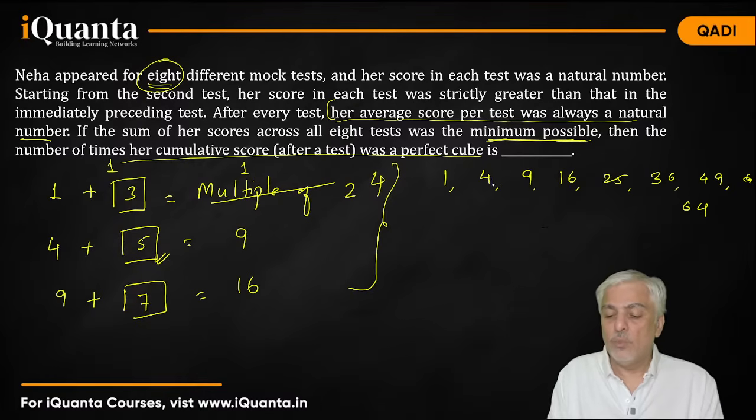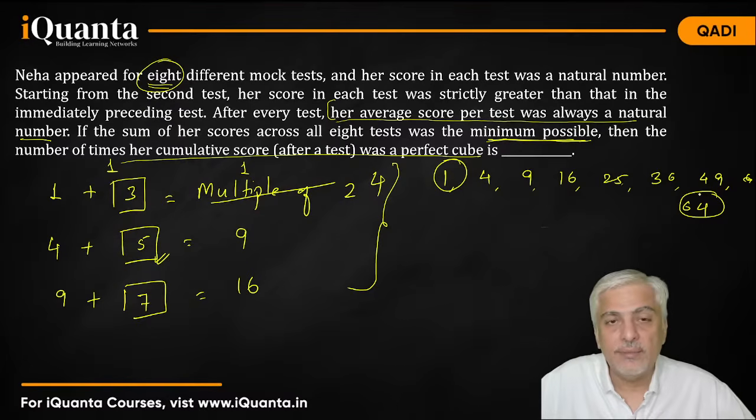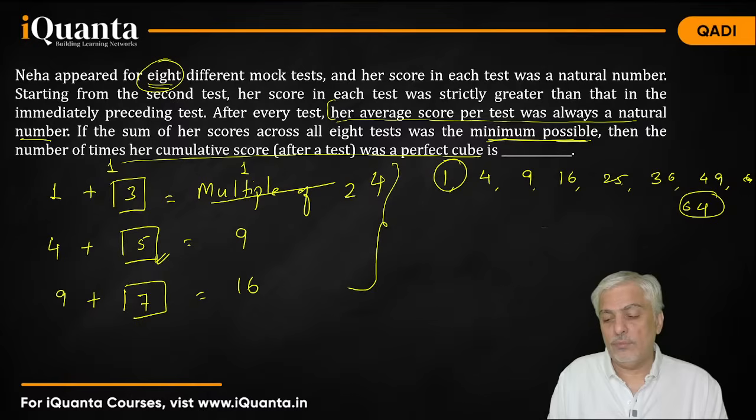1, 2, 3, 4, 5, 6, 7, 8. Out of this, how many of them are perfect cubes? So which are the perfect cubes? 1 is a perfect cube and 64 is a perfect cube, right? Out of these numbers, which all are perfect cubes? Only 1 and 8 cube, that is 64. Only answer is 2.